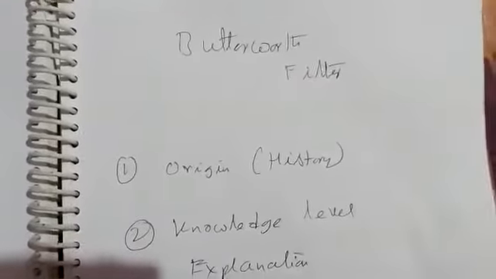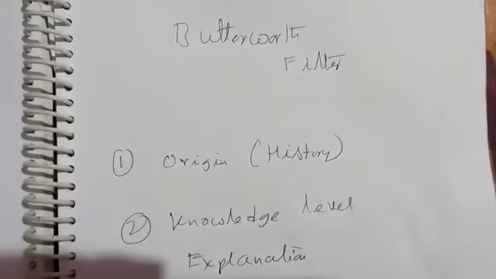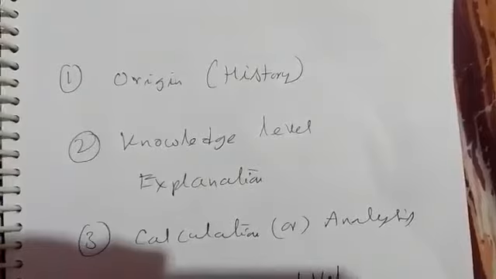So in this video, I am explaining the concept of the Butterworth filter. Here I classified this Butterworth filter into different levels to understand the things regarding it. The first one is origin. Origin means history: how or when it was invented. The second one is knowledge level. In this I explain the formula of the existing Butterworth filter, and also give an explanation of how the filter is formed.